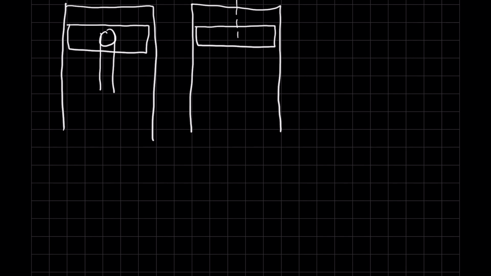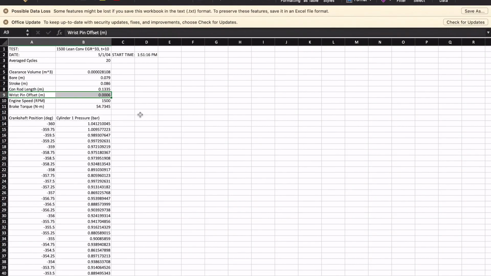And so if this is the center line of the piston, your wrist pin might actually be slightly offset. This is a bit exaggerated because I wanted to show you visually what that looks like. But this difference between the center line of the wrist pin and the center line of the piston is what we call the wrist pin offset. And it's provided to you only because it's a complete way of characterizing the volume calculation for the cylinder.